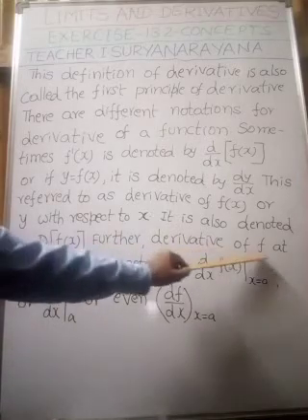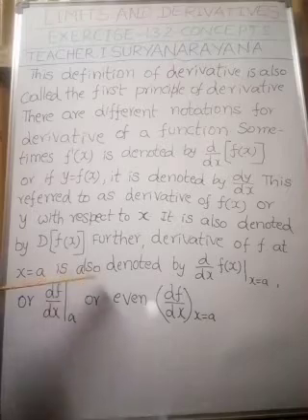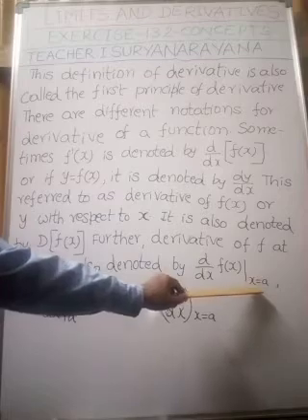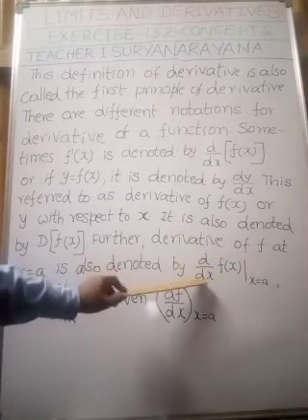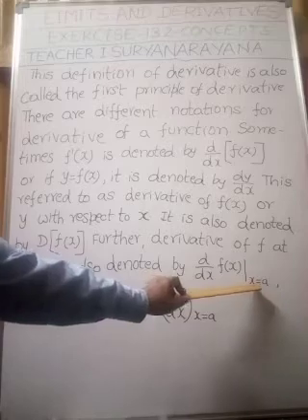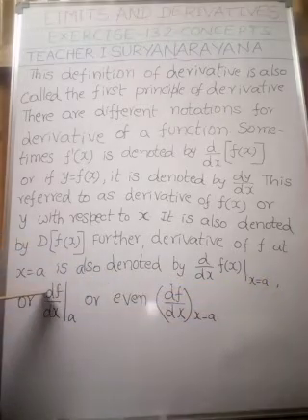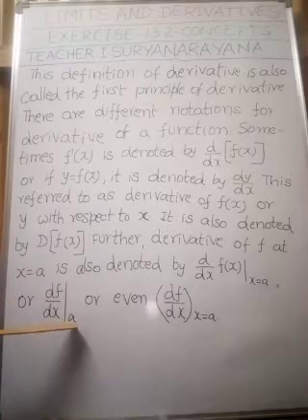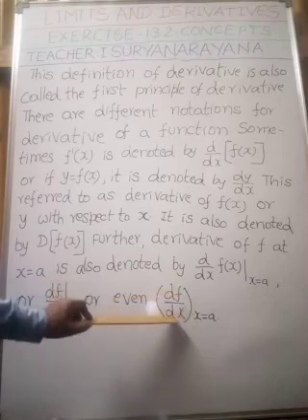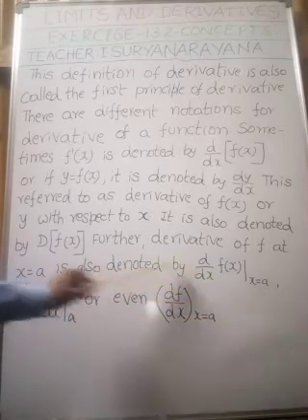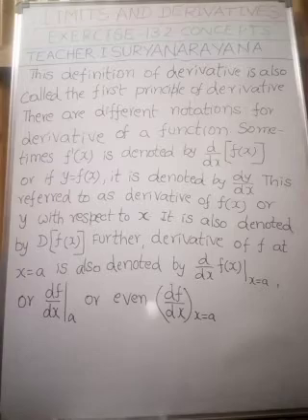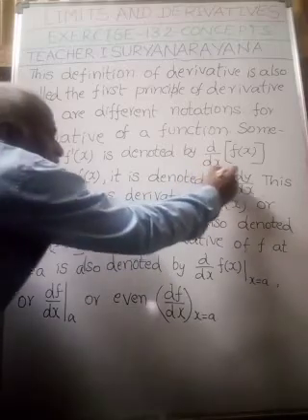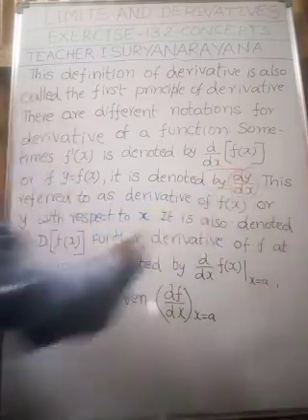Further, derivative of f at x equal to a is also denoted by d by dx of f of x at x equal to a. How do you read this notation? D by dx of f of x at x equal to a, or df by dx at a, or even df by dx at x equal to a. These are different notations, but in general we use this notation d by dx of f of x and dy by dx.